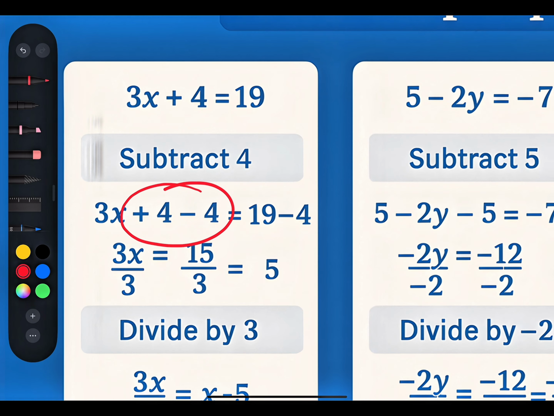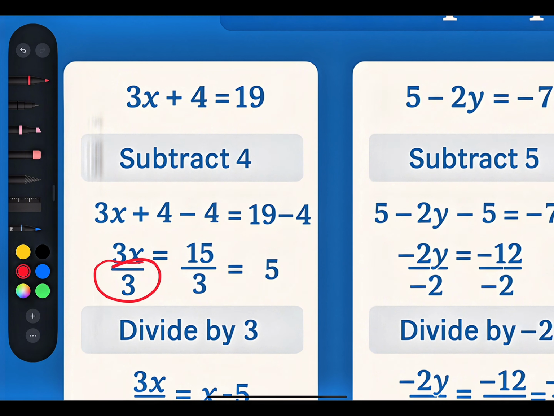And then whatever we do to the left side, we also have to do to the right side. So we also subtract by 4. So now our equation would be 3x equals 15. So in order to undo the multiplication that we have here in the 3x, because we're trying to isolate the x, we divide by 3.